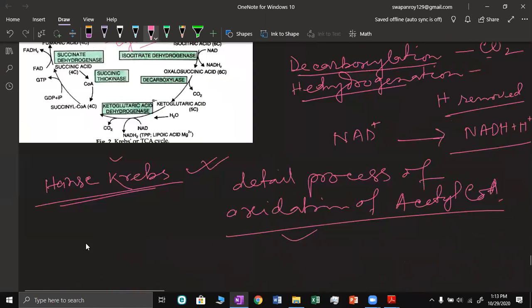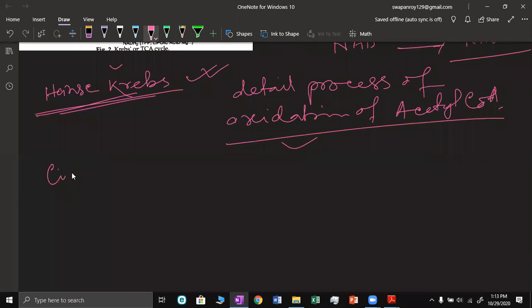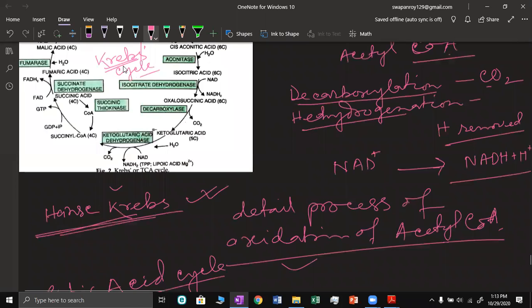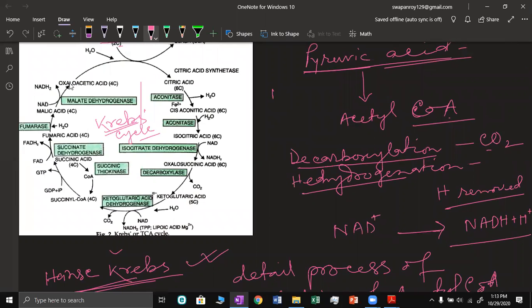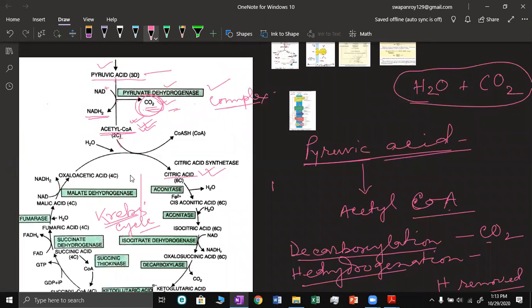This is also known as the citric acid cycle, because the first compound produced in the Krebs cycle is citric acid. When acetyl coenzyme A enters the Krebs cycle, the first compound is citric acid, so it is called the citric acid cycle.